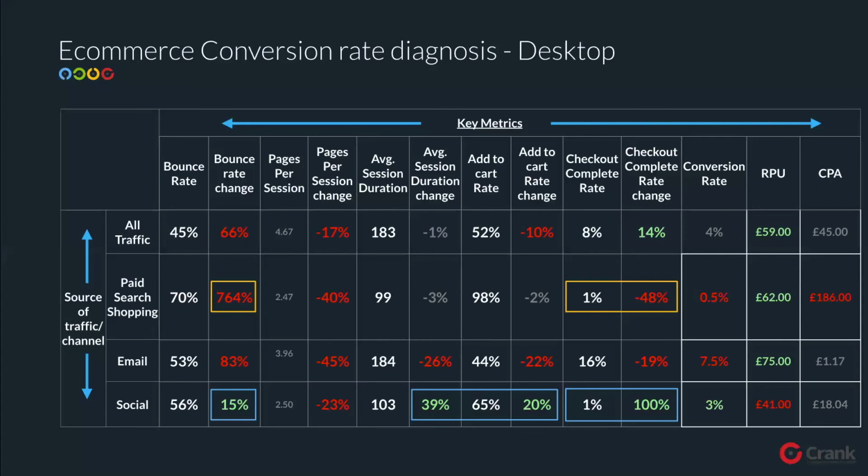What we want to be doing here is analyzing and working out why paid search shopping is not working, with the high bounce rate. And on social, we would probably want to look at driving more traffic through social, because that's obviously an effective channel for us.